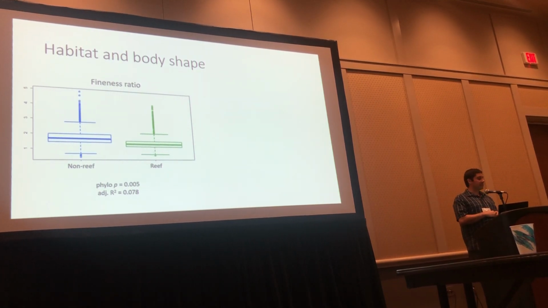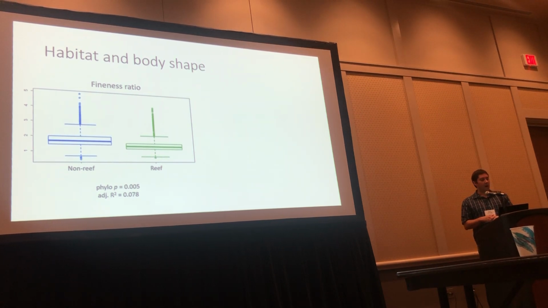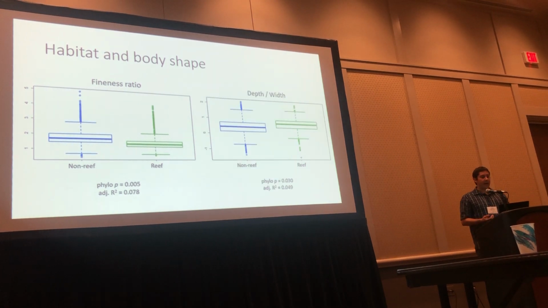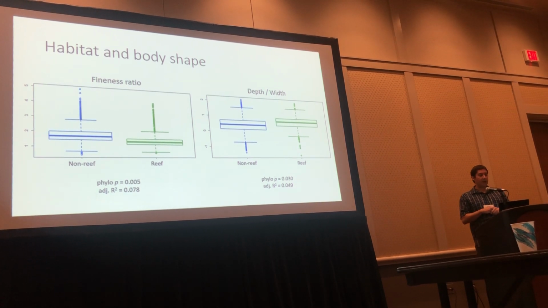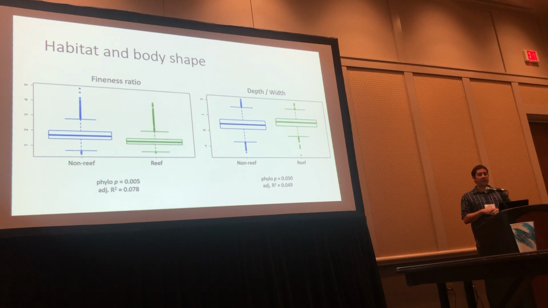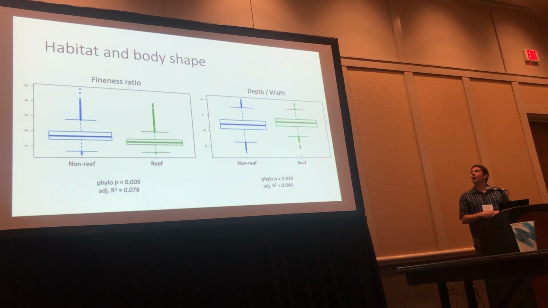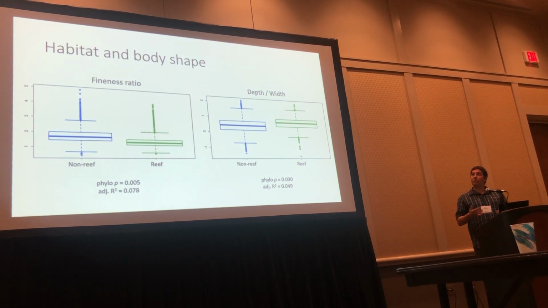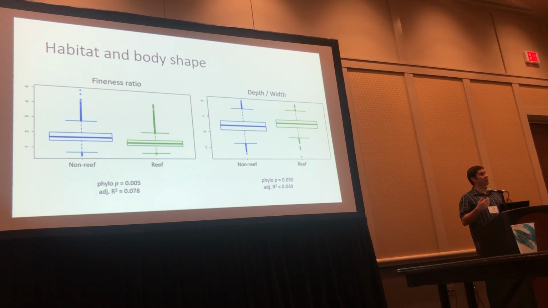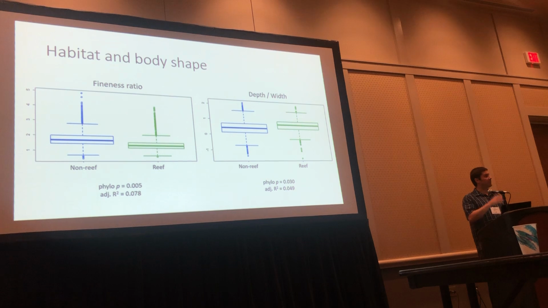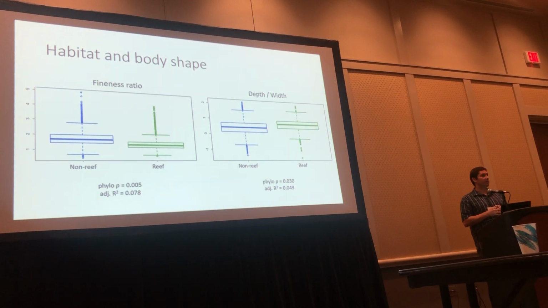Fineness ratio, again, significant difference between reef and non-reef. And what we're finding here is greater fineness ratios in our non-reef habitats, suggesting that these fish are more streamlined. And depth to width ratio, we have a marginally significant result. And here what we find is that we have increased depth to width ratio for our reef species. And as you remember, we did not find a significant difference in width. So what this may mean is that it's not so much the width itself, but rather its relation to depth and width, which gives us that indication of lateral compression.